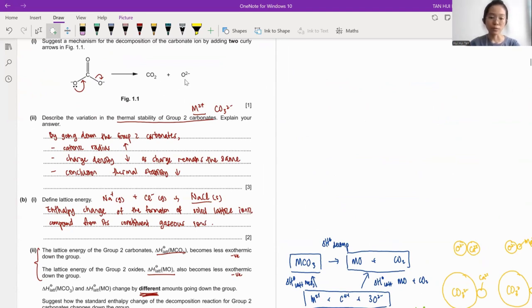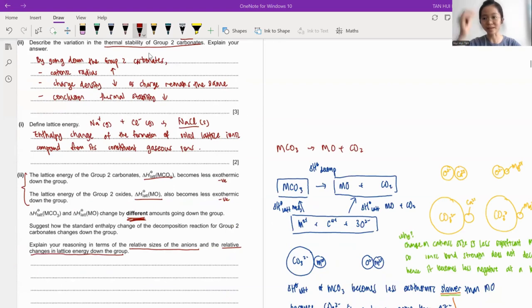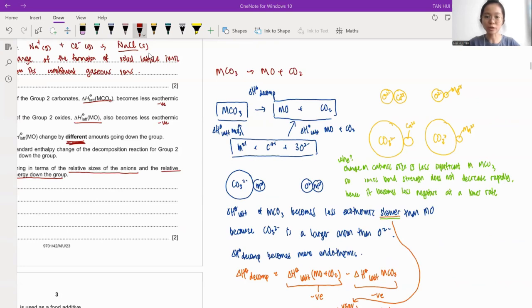So if it's actually suggesting your metal carbonate here will form this. Sorry, I forgot the decomposition of MCO3 to form MO plus CO2. And now your decomposition and how it relates with lattice energy.